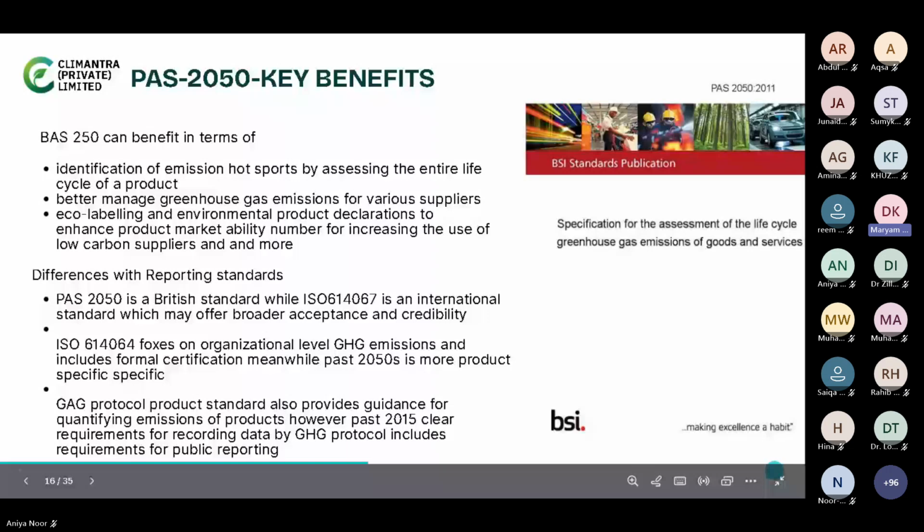Okay, it's PAS, not pass. This also has key benefits, which is it identifies emission hotspot areas. It helps better manage greenhouse gas emissions for various suppliers, eco labeling, and environmental product declaration.